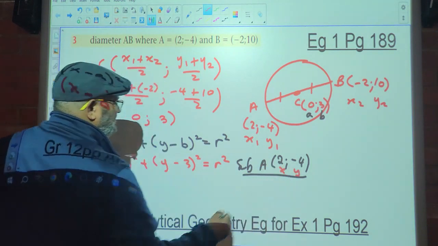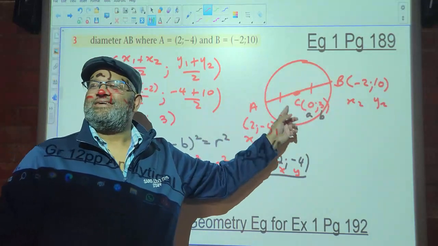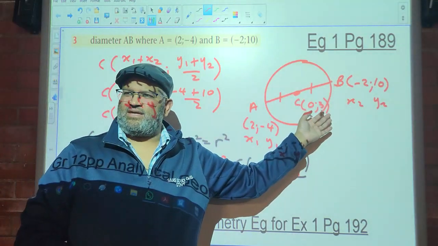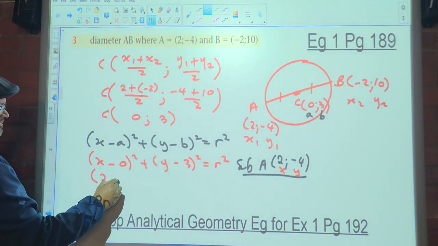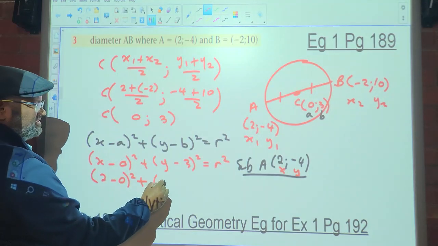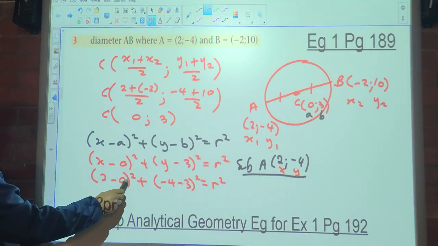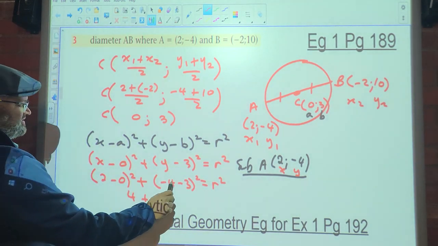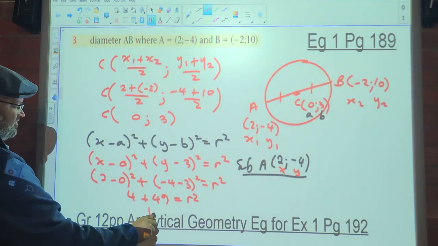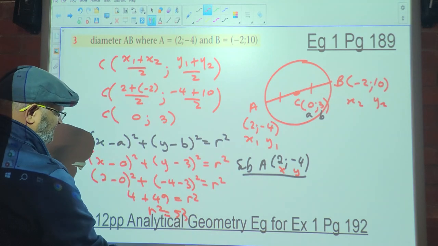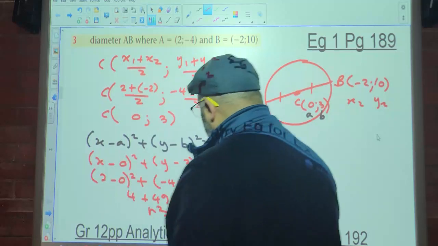Remembering this is an x and a y. Why is it an x and a y? Because that's lying on the circumference of the circle. You guys understand? So let's do the substitution. What do we get? (2 minus 0) squared plus (-4 minus 3) squared equals r squared. So that's going to give us 4 plus 49 equals r squared, which gives me an answer of 53. Do I need to take the square root? No. That is what we want.